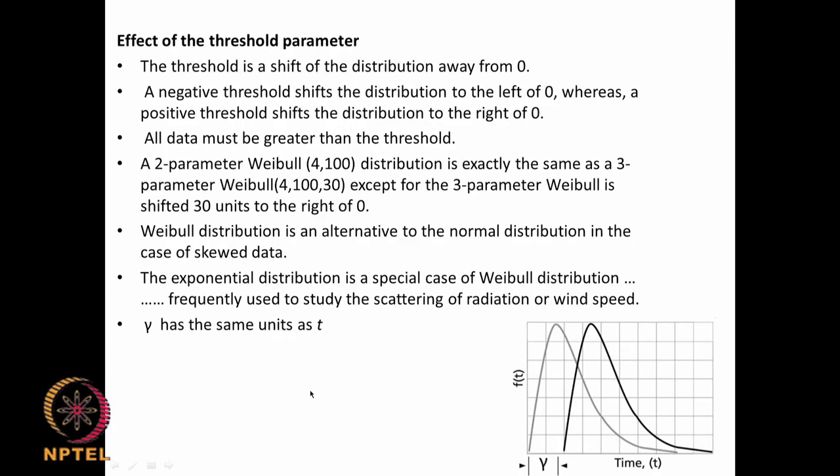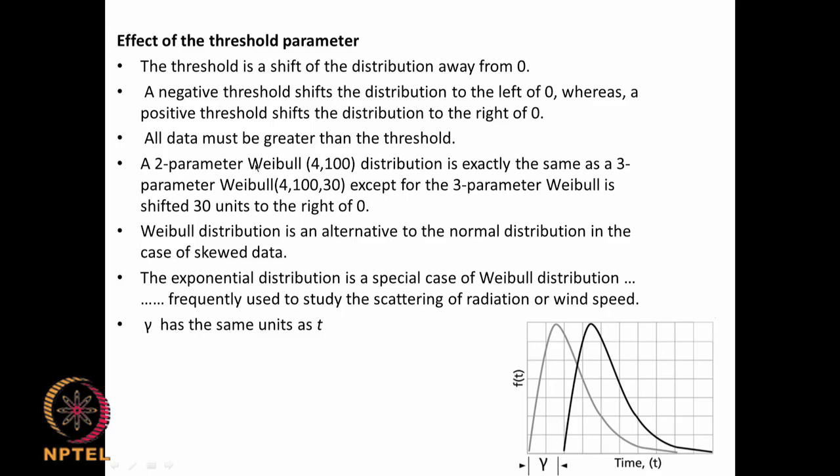Okay. So, the threshold parameter gamma, we generally said we do not have to bother about it. The threshold parameter generally indicates the shift of the entire distribution to the right or to the left. Okay. So, if it is 0, we can say the graph will start from the origin. If I give some value, the whole graph gets shifted, as you can see in this picture. So, a negative threshold shifts the distribution to the left of 0, whereas a positive threshold shifts it to the right. So, all data will be greater than that threshold.